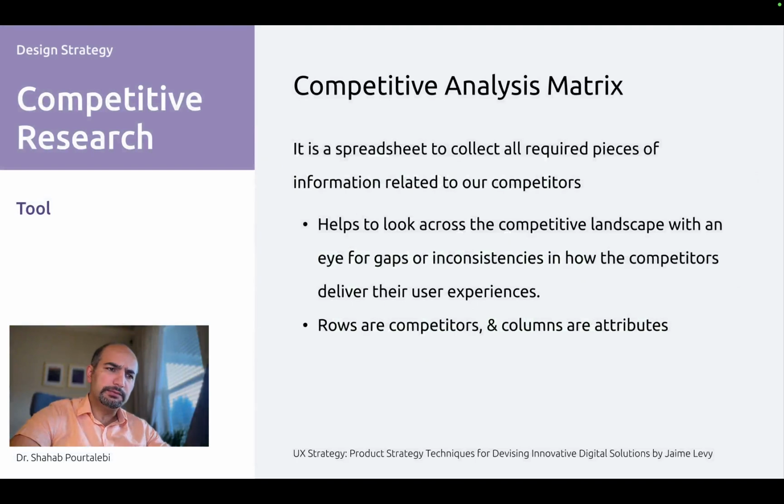So competitive analysis matrix is a spreadsheet to collect all required pieces of information related to our competitors. Okay, so it helps us to know what to be collected. So when we are trying to collect information related to our competitors, we would know what to collect, and we would know where to place it in our matrix. So basically, the rows are the competitors, and the columns are those attributes that we want to collect.